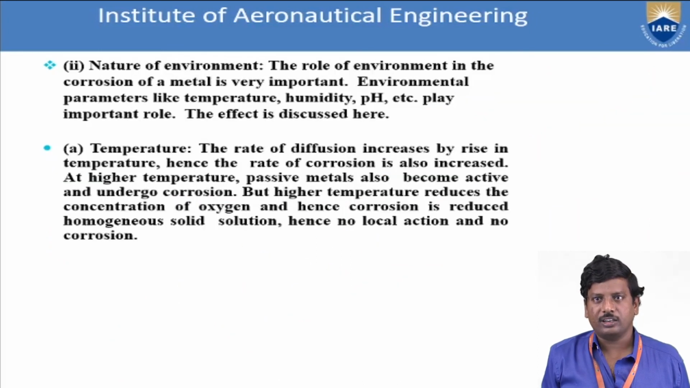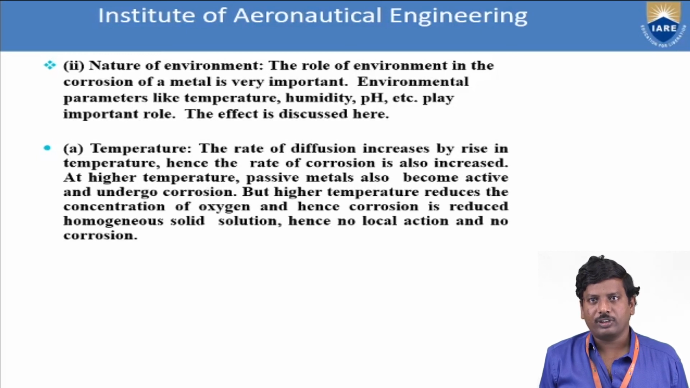And the next one is the nature of the environment. The role of the environment in the corrosion of a metal is very important. Environmental parameters like temperature, humidity, pH, etc. play an important role. These effects are discussed as follows. First one is the temperature. The rate of diffusion increases by rising the temperature. Hence the rate of corrosion is also increased at high temperature. Passive metals also become active and undergo corrosion. But higher temperature reduces the concentration of oxygen, and hence corrosion is reduced to a homogeneous solid solution. Hence no local action and no corrosion.